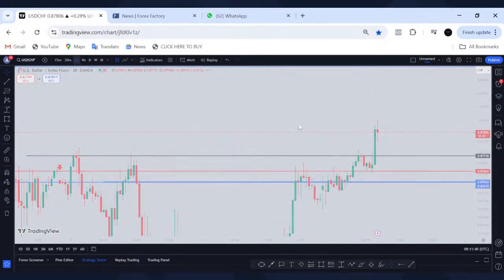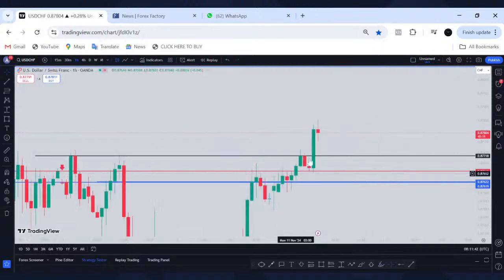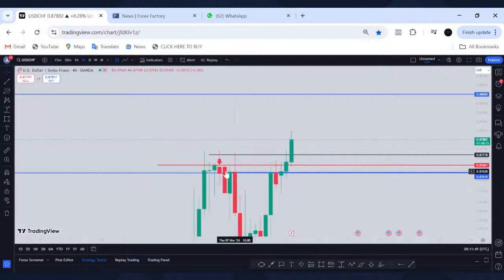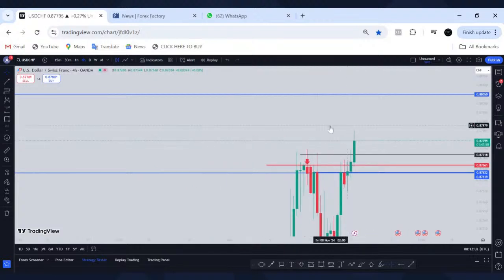Because if you check the H1 time frame, you had a lot of rejection. So now what I'll be expecting is to wait for a pullback. Then we take the continuation of the trend. That's what I will be expecting it to happen.